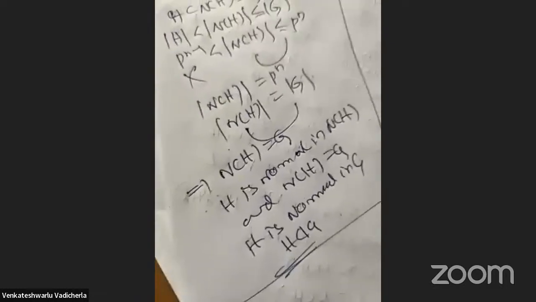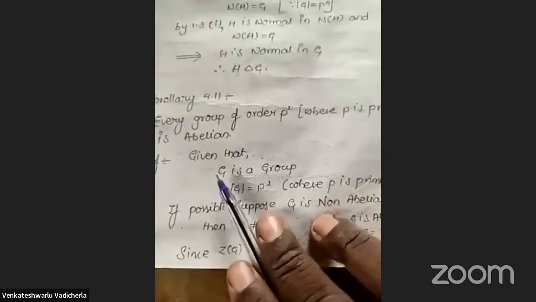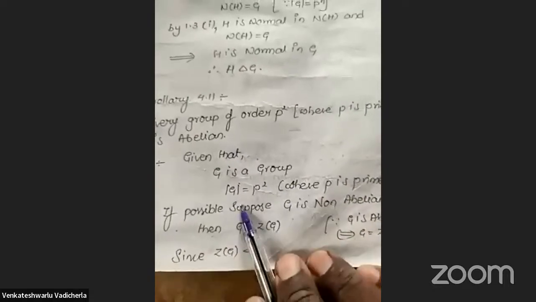Next, our topic is 4.5.9. The topic is: P is a prime number, and every group of order P square is abelian. Given that G is a group of order G equal to P square, where P is a prime number.